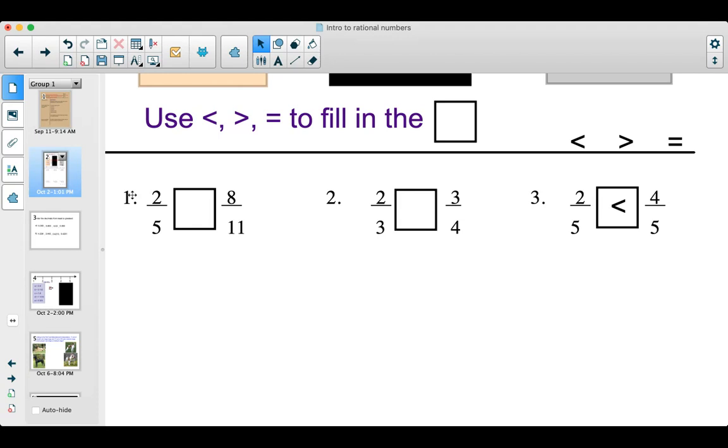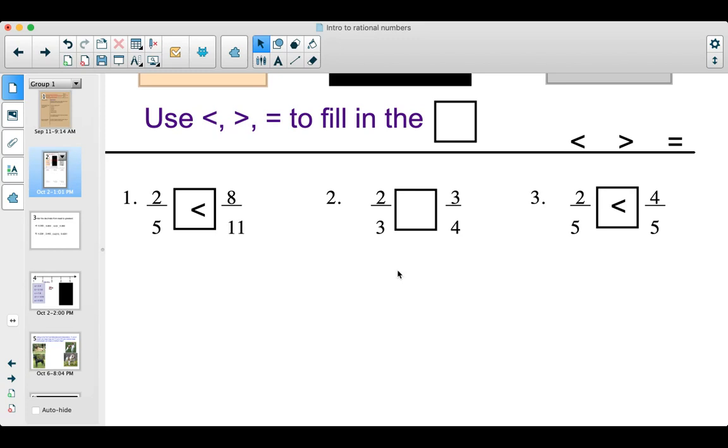terms of more or less than half. So 2/5. Is 2 more or less than half? Well, it's less. What about 8/11? Is 8 more or less than half of 11? Well, it's more. Right? 8 is most of 11. So if this is more than half and this is less than half, that's got to mean this is a bigger number, right? All right, so let's bring it over. So 8/11 is bigger than 2/5.